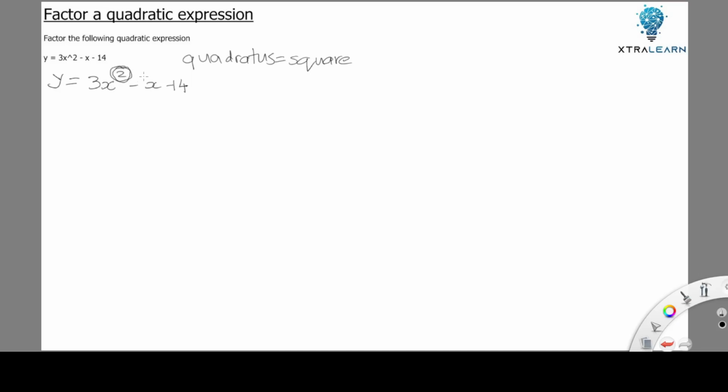So anytime the highest degree in a term in an expression that you see is a square or a 2, then that's called a quadratic expression. That takes care of the word quadratic. So let's take a look at the word factor. Not everyone knows what that word means either. So let me just give a quick explanation.